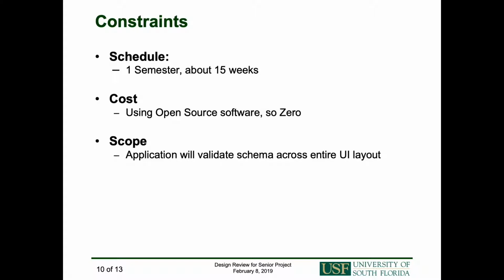For our constraints, we had a schedule of about 1 semester, which was about 15 to 16 weeks to work on the project. As for the cost, we were using open source software, so we didn't have a cost. We were using a JSON editor, which was open source. As for our scope, we originally were editing small pieces of JSON and validating that, which was easier, but instead we had to validate an entire UI layout, which is a little bit more difficult, but we got that.